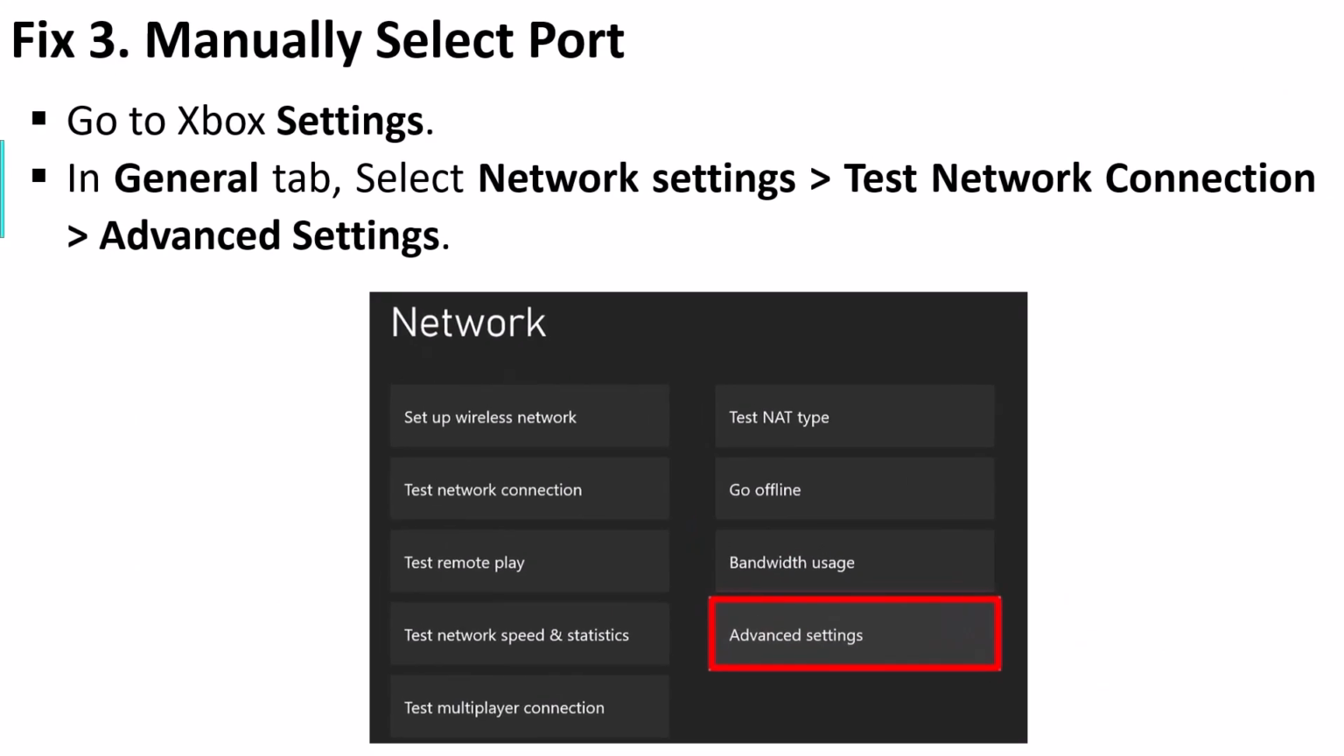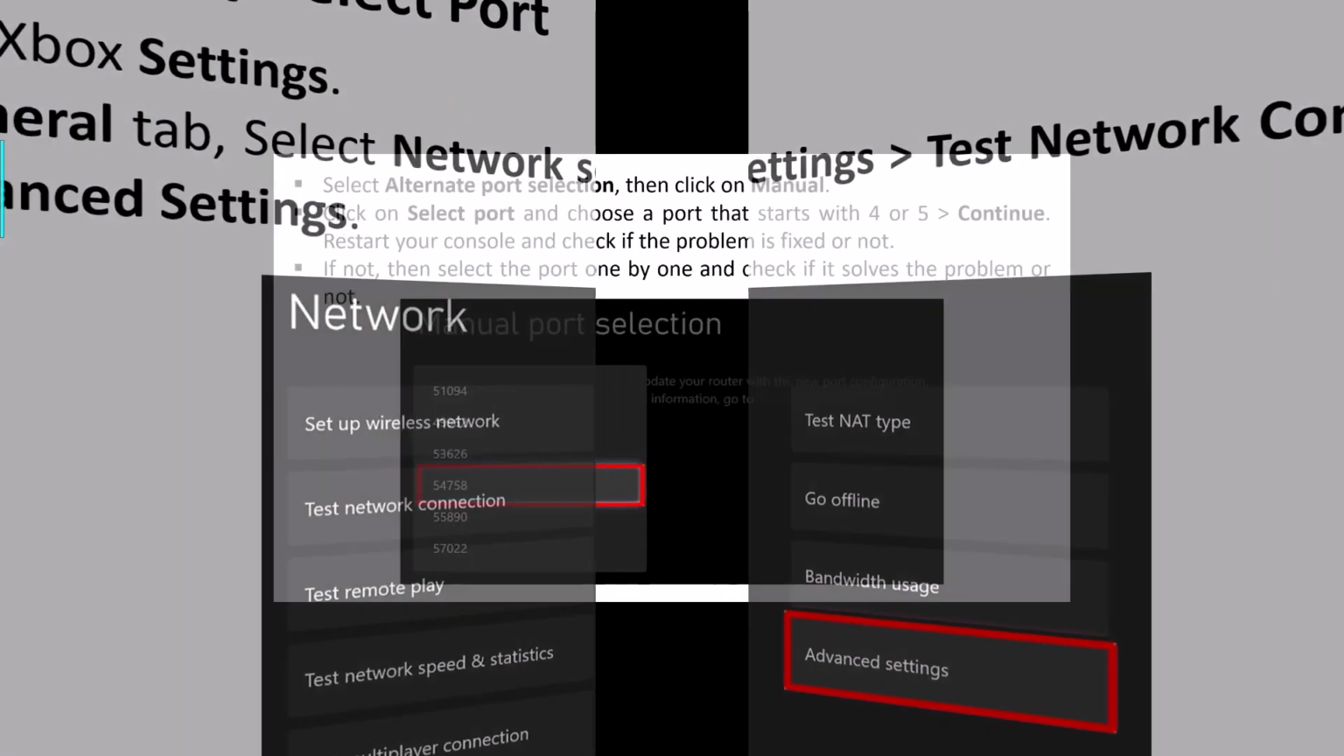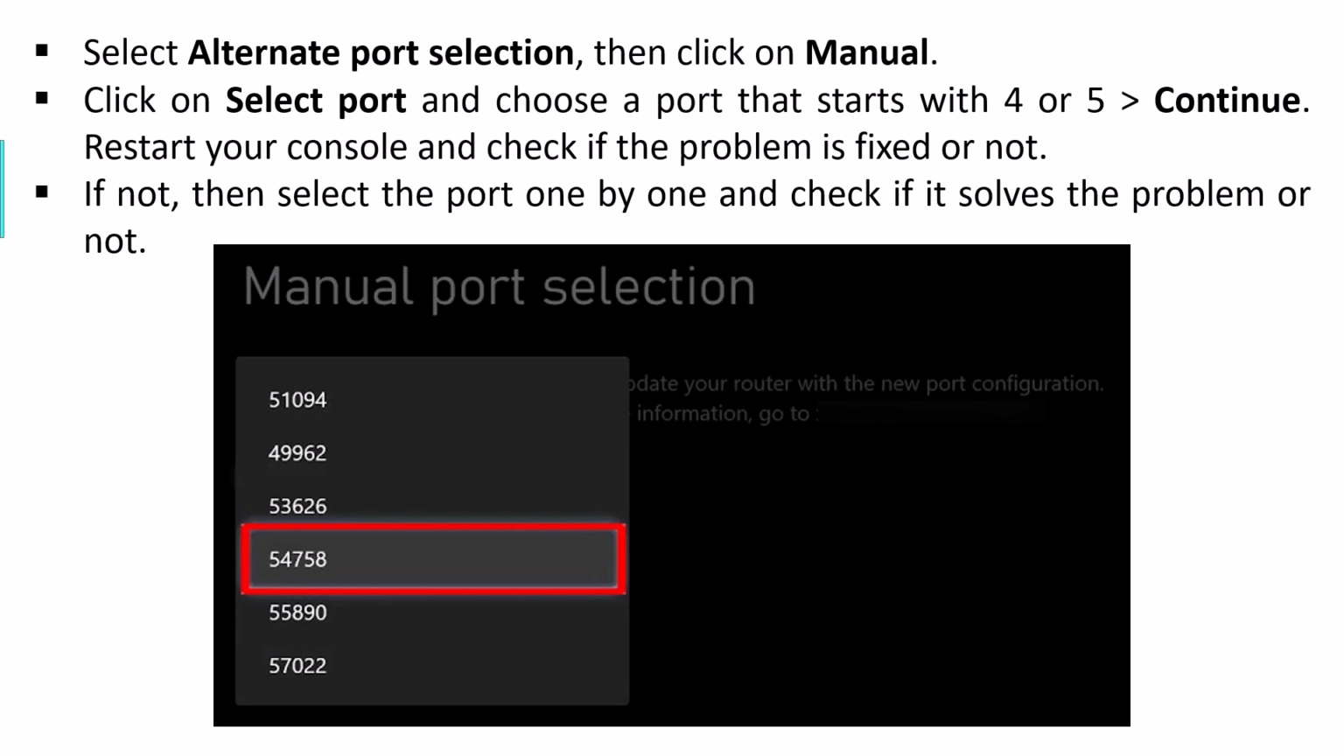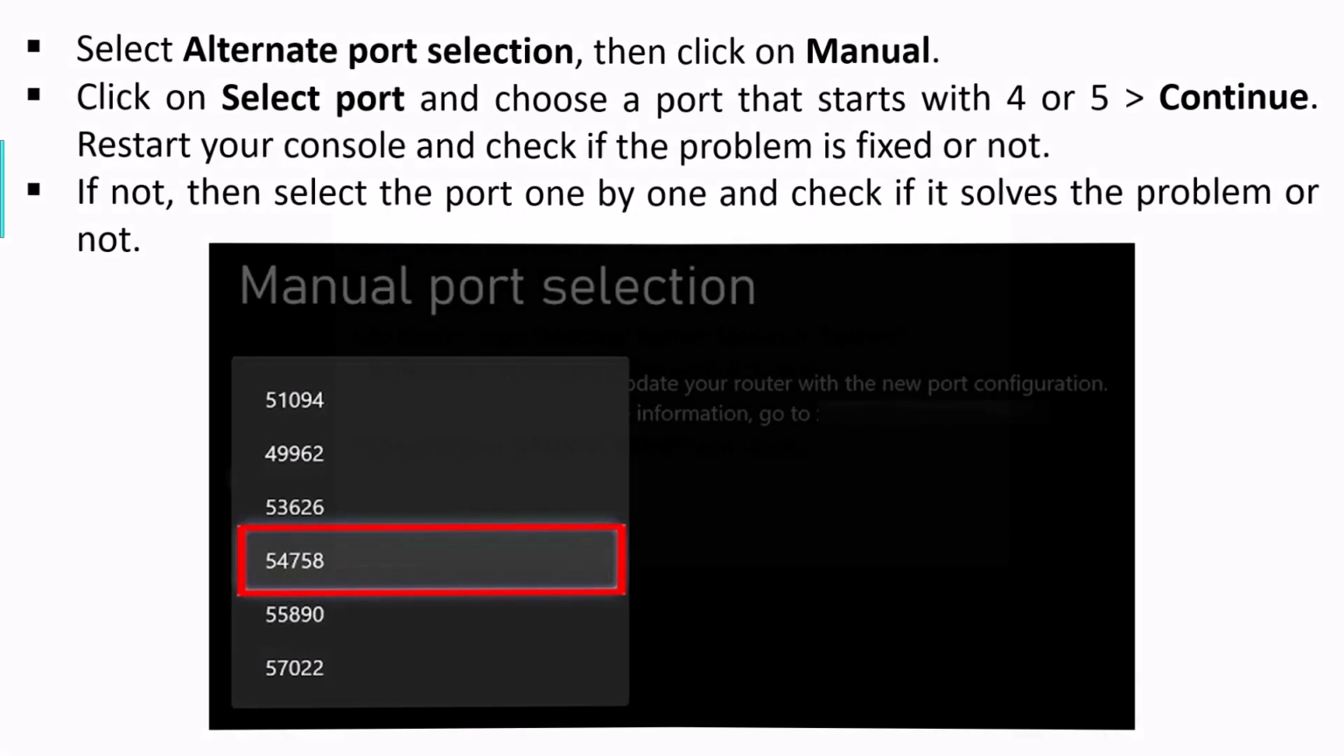Fix 3, manually select port. Go to Xbox settings, in General tab select Network Settings, Test Network Connection, Advanced Settings. Select the alternate port selection and then click on Manual. Click on Select Port and select a port that starts with 4 or 5, continue. And then restart your console and then launch the game and check if your problem is solved or not. If not, then select the ports one by one and see which one works for you.